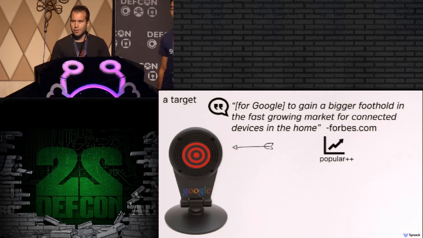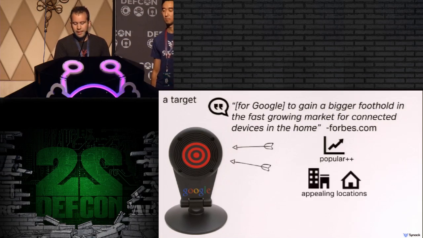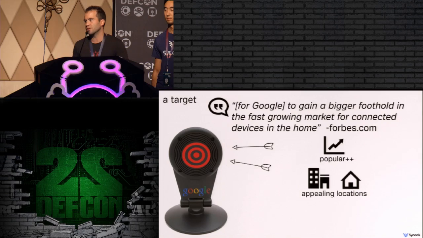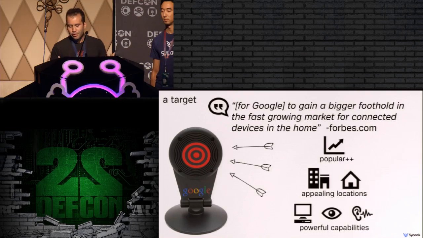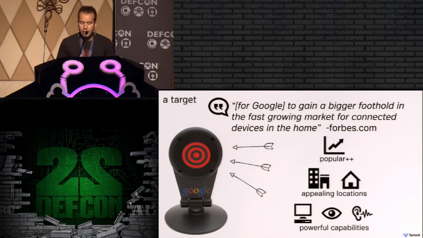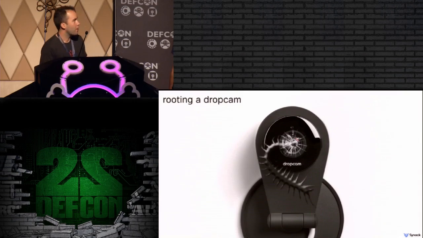For one, it's really popular. We see it all over the Bay Area. It's a best-selling device on Amazon. Secondly, it shows up in interesting places like homes and offices. Again, the Bay Area, all the startups pretty much use DropCams for their security solution. So good target from that point of view. And then finally, it's kind of a juicy target because it has some really cool capabilities that we thought were pretty powerful and were just begging to be abused. Now Colby's going to talk about rooting a DropCam.